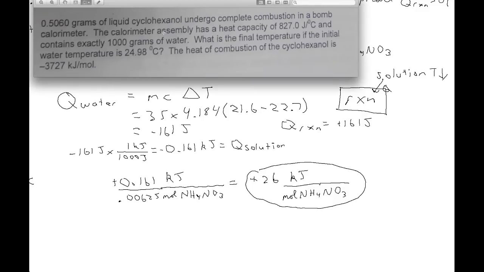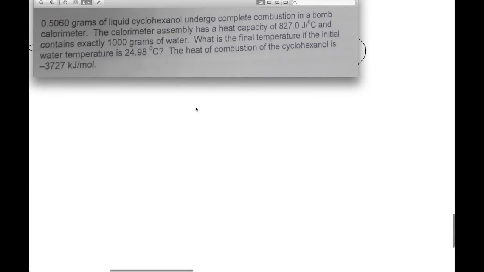Let's try this problem. 0.5056 grams of liquid cyclohexane undergo complete combustion in a bomb calorimeter. The calorimeter assembly has a heat capacity and contains exactly 1,000 grams of water. Given the initial temperature, find the final temperature, okay.